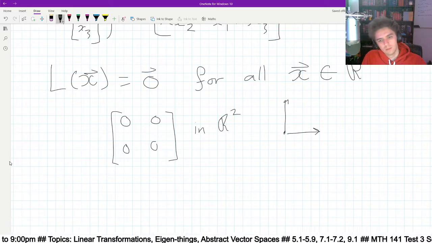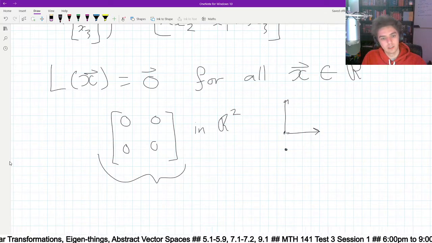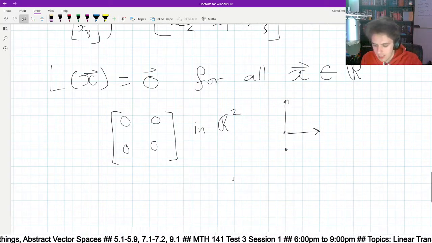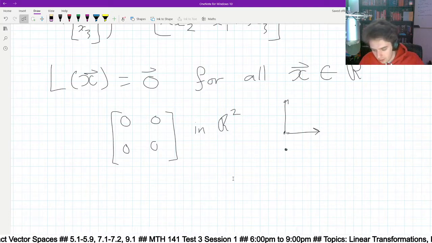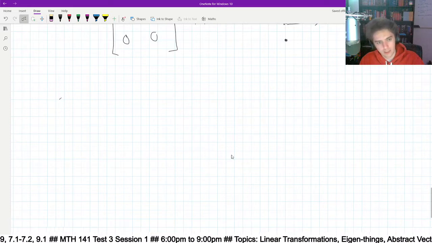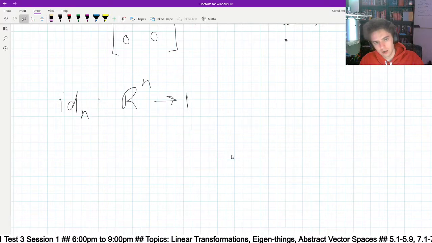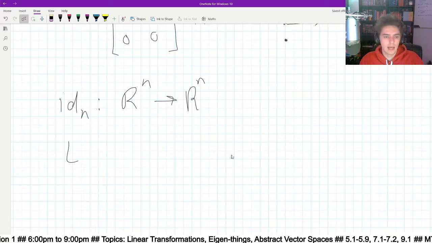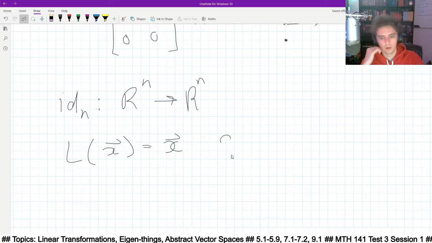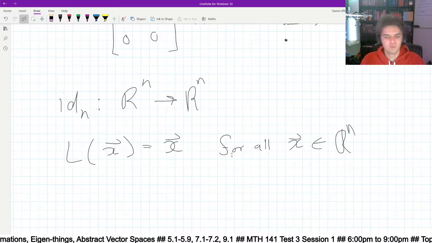Is that saying that the transformation is like a zero matrix? Exactly, yeah. It's just a zero matrix, all zeros. And then there's only one more that I have here, and that's the identity transformation, which is written like this, ID, which goes from Rn to Rn. All that is that L of x equals x for all x in Rn. So it just does nothing.